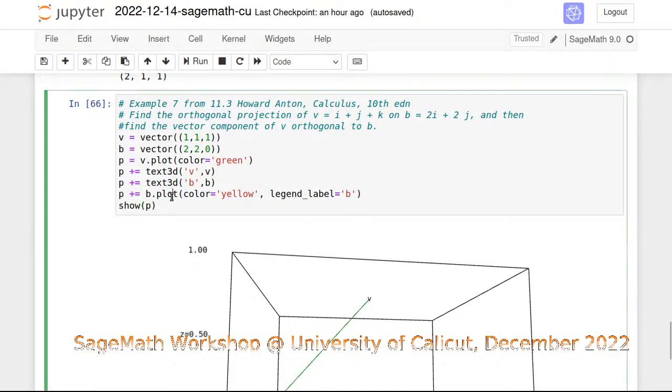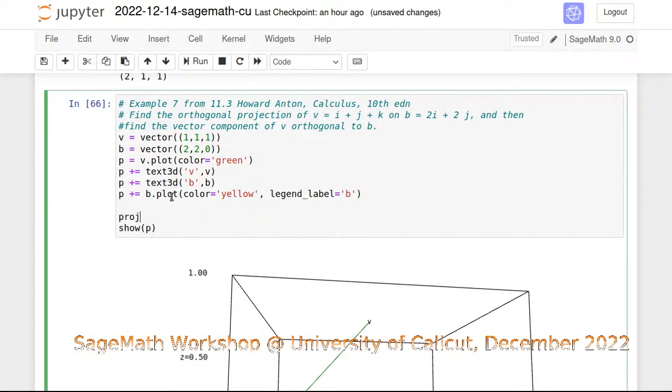Okay, projection of v. Projection of v to b is nothing but v dot b. So we have to take the dot product, v dot product b, divided by norm b square. This is a scalar into b, and now let us plot that also.